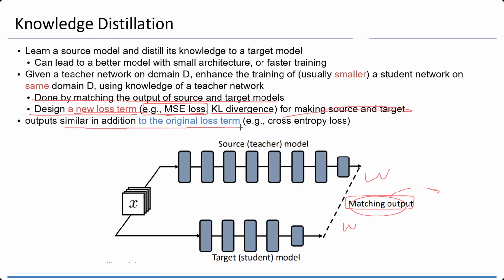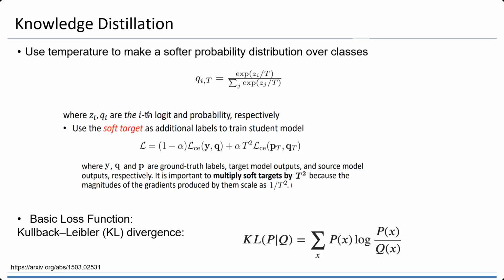How can we check the model is on the original loss term? In knowledge distillation, we have a new parameter, which we call temperature. The temperature is to make a softer probability distribution over classes.